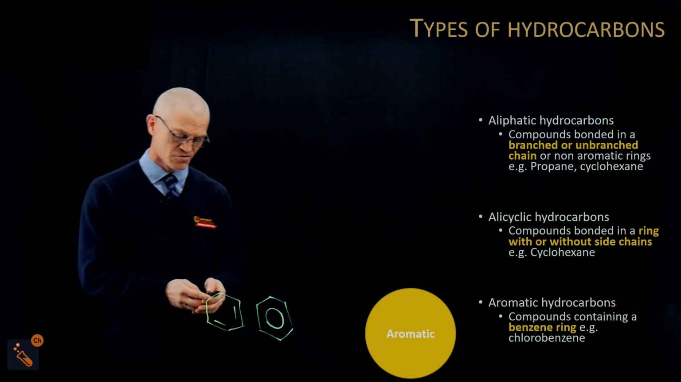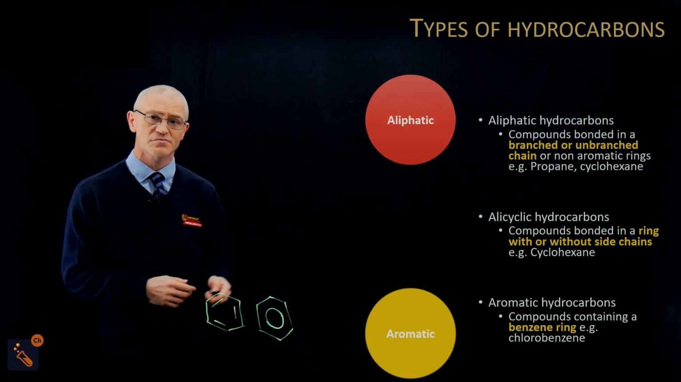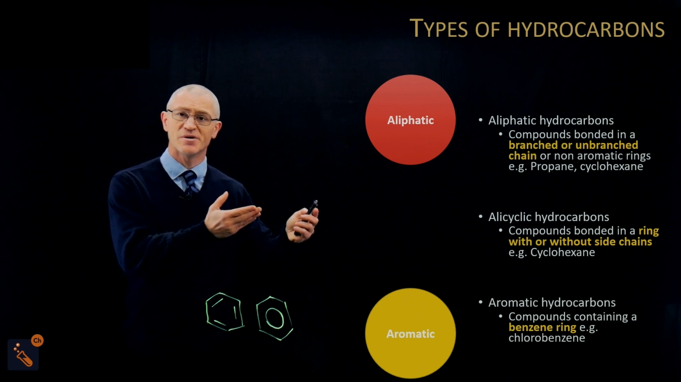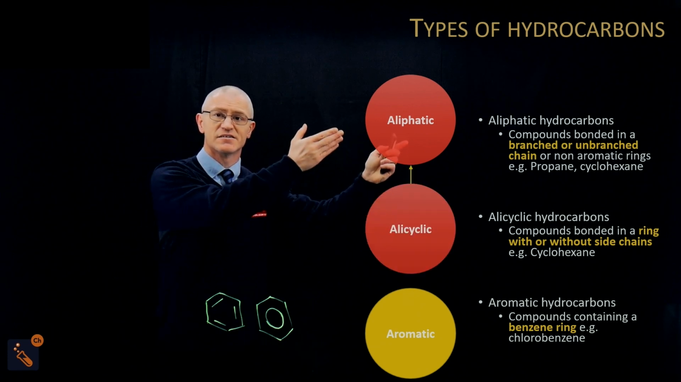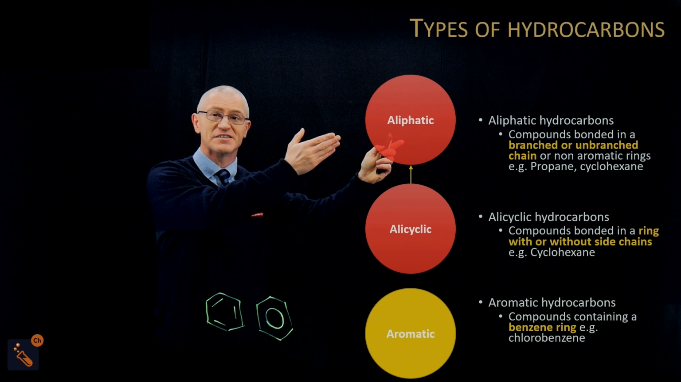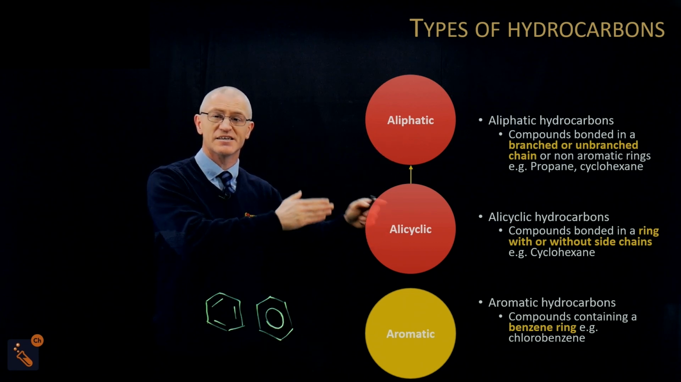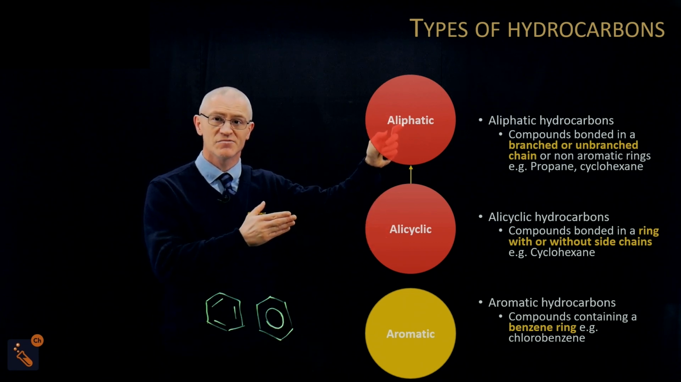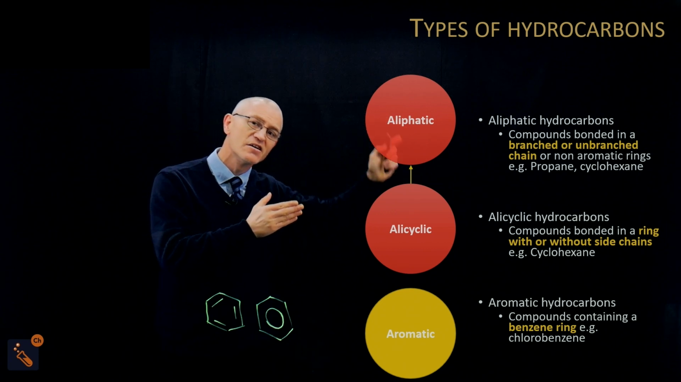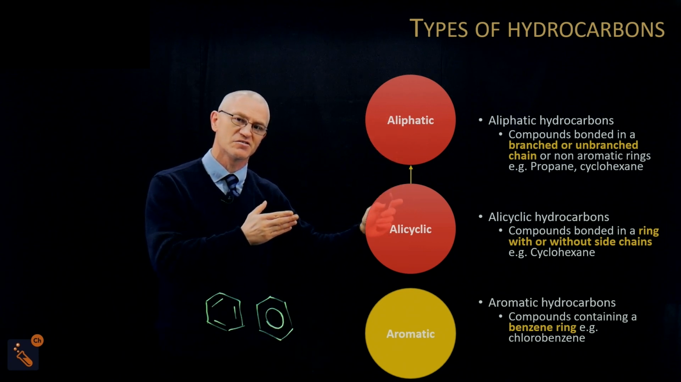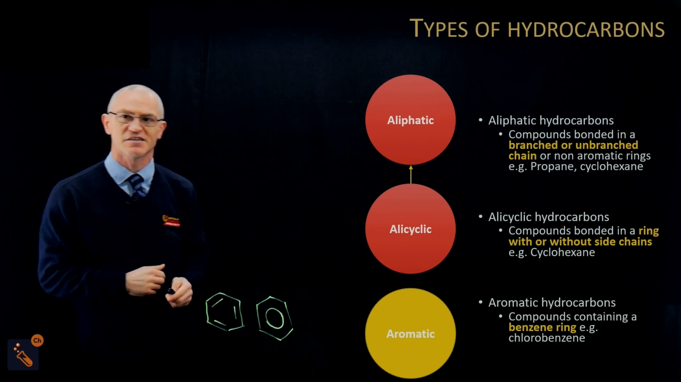Right, we go for the next one. And we've got aliphatic, but remember, alicyclic is also aliphatic. So alicyclic is a ring. It's a chain, which is the definition for aliphatic, which is in a ring. So the alicyclic is also aliphatic, and that's because of this.